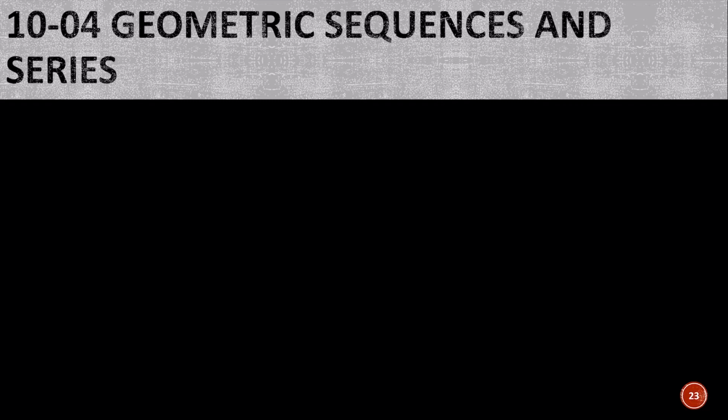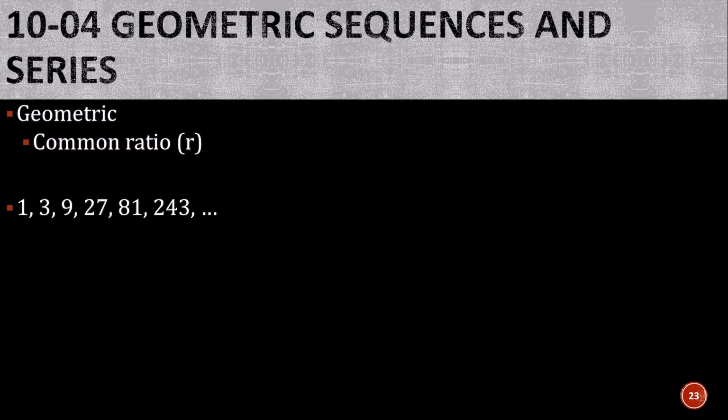Lesson 10.4 Geometric Sequences and Series. A geometric sequence is a sequence made with a common ratio, which we'll call r, such as 1, 3, 9, 27, 81. What it is, we multiply by the same thing. We multiply by 3, multiply by 3, multiply by 3, multiply by 3. So the ratio between any number and the one before it is 3 for this one.